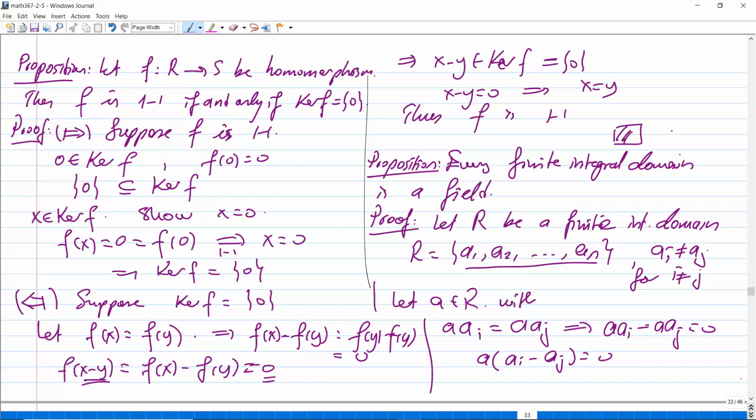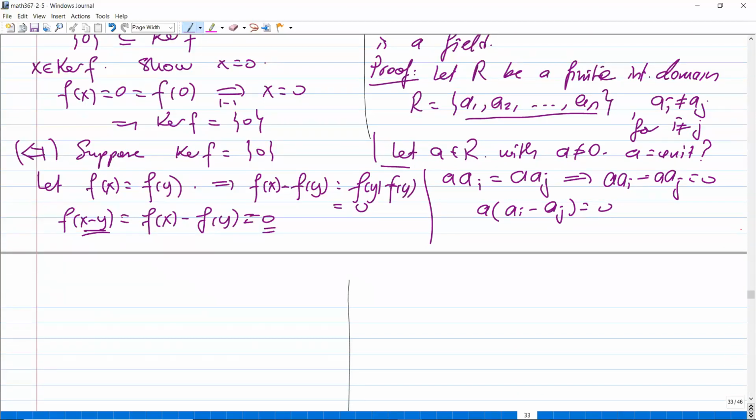Remember, we only need to show that, here, we assume that a is not 0. Let a be a non-zero element, and we need to show that a is a unit. So every non-zero element will be a unit, so that R will be a field.